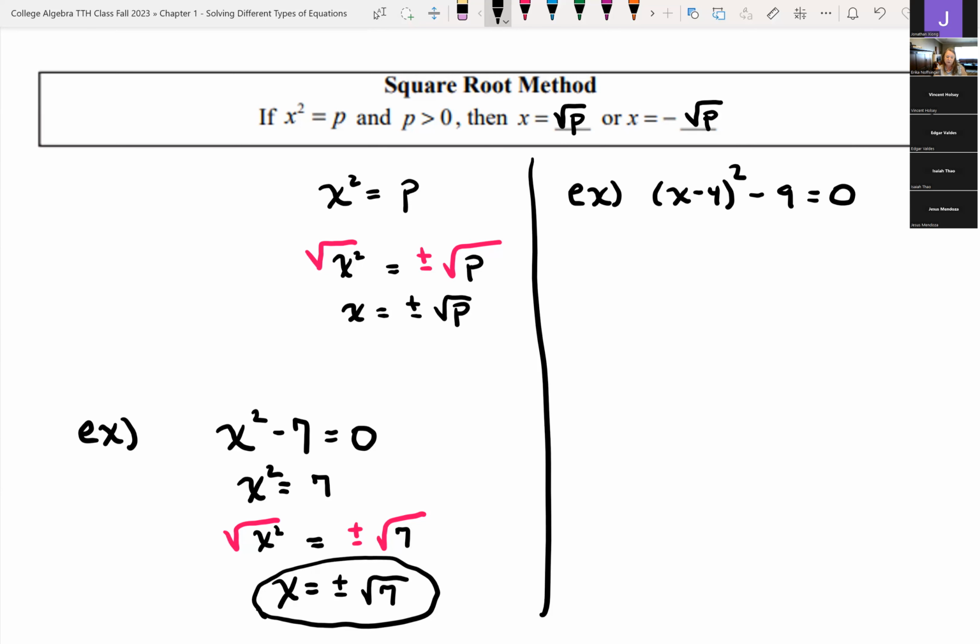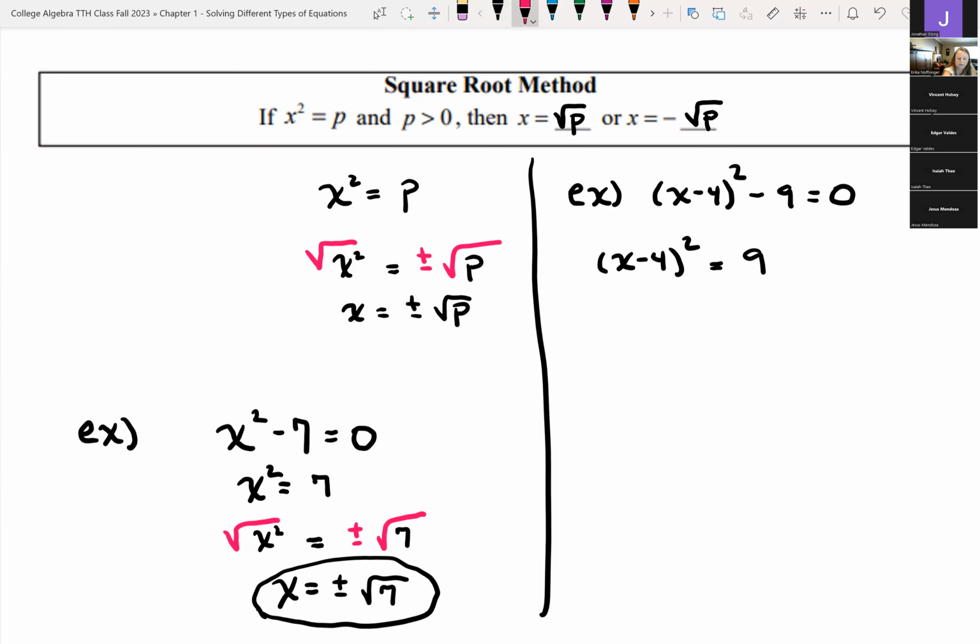So I have a perfect square here. X minus 4, that is a quantity squared. That's a perfect square. There's no other term outside of that parentheses squared that has an x. So we can isolate that square by adding 9 to both sides of our equation. And so if we add 9 to both sides, we get (x minus 4) quantity squared is equal to 9.